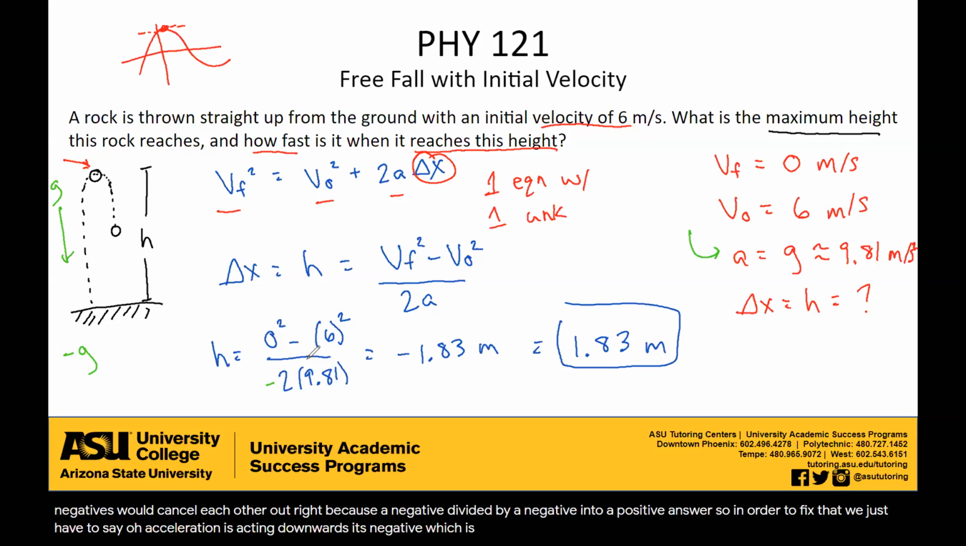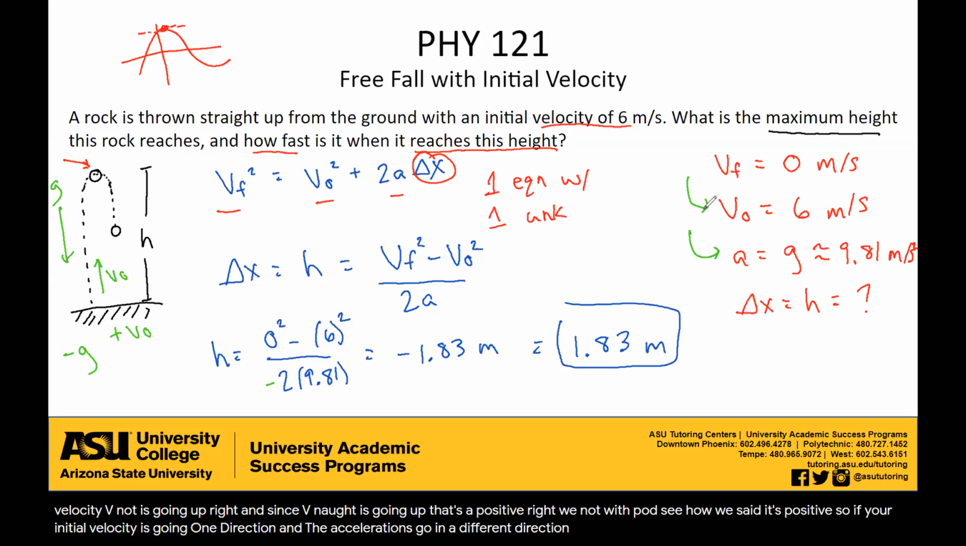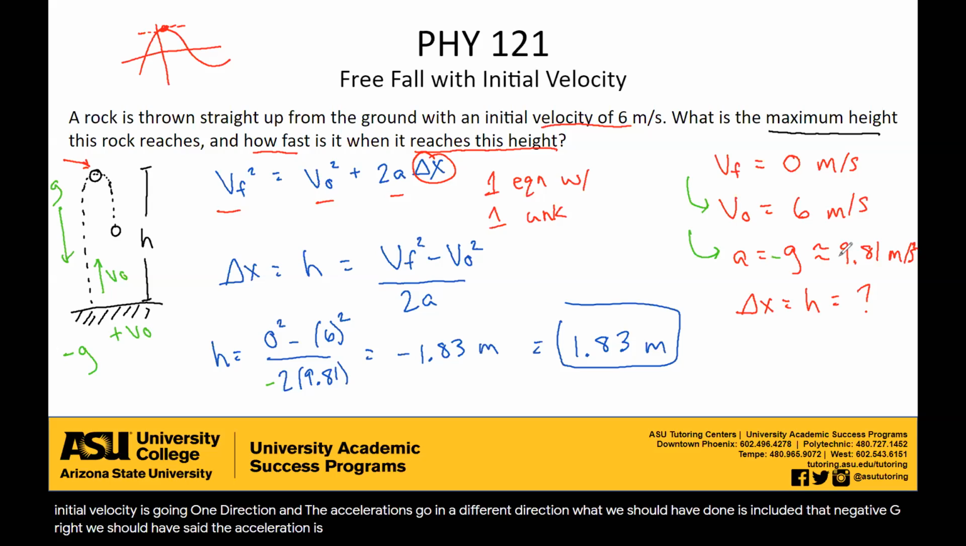Which is completely reasonable to do, right? Because we're assuming the initial velocity, v naught, is going up, right? And since v naught is going up, that's a positive, right? V naught was positive. See how we said it's positive? So if your initial velocity is going one direction and the acceleration is going a different direction, what we should have done is included that negative g, right? We should have said the acceleration is equal to negative g, negative 9.81. Therefore, the expression would have been positive.